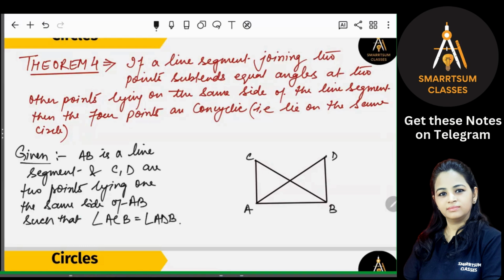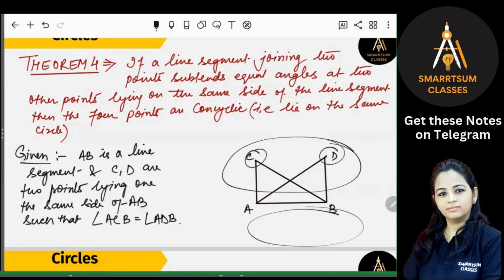That there is a line segment AB and on one side of this line segment. So there are 2 sides of this line segment. When you draw a line segment, there are 2 sides. एक side आपका ये है, एक side आपका ये वाला है, ठीक है? So now in the one side, you are having 2 points. Suppose we have taken 2 points C and D, and the angle subtended by this line at these 2 points, means ACB and ADB, they are equal. This much is given, right?